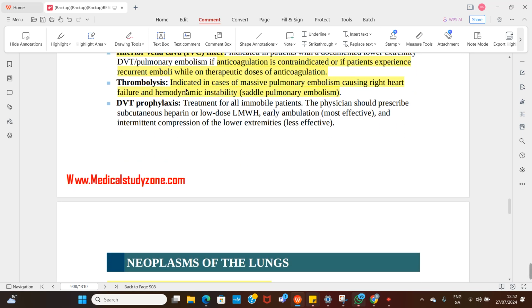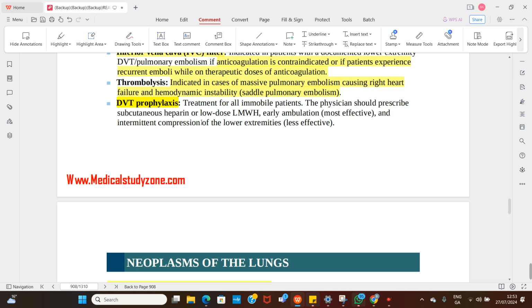Thrombolysis is for people with the saddle embolism that I mentioned. They have features of hemodynamic instability. The blood pressure is falling, JVP is rising, right bundle branch block. Thrombolysis. Then you might need to subsequently place the person on DVT prophylaxis, right? So that you prevent future episodes from occurring.